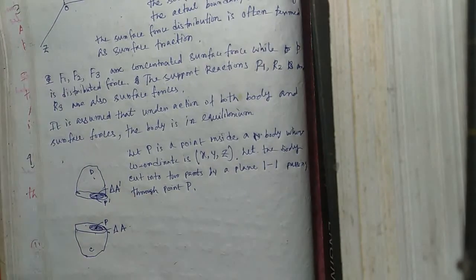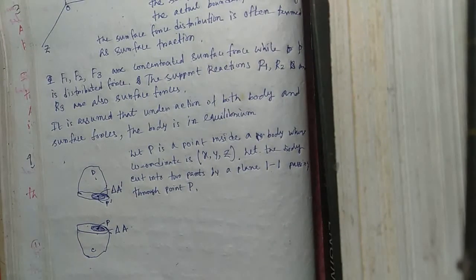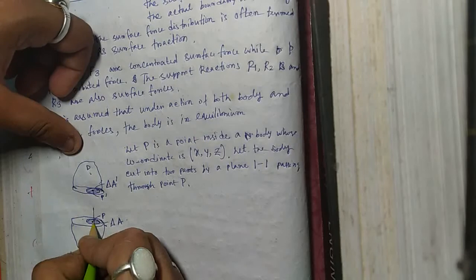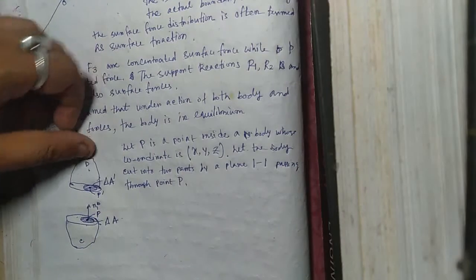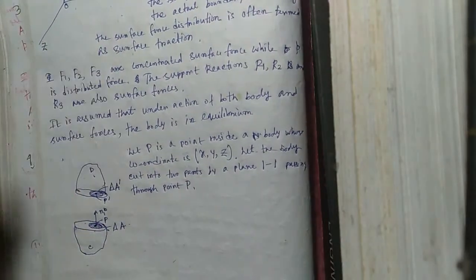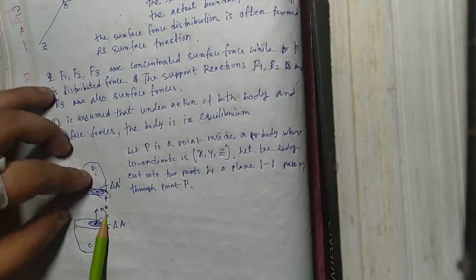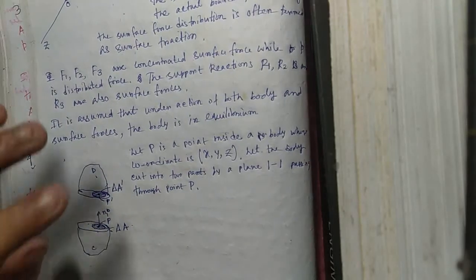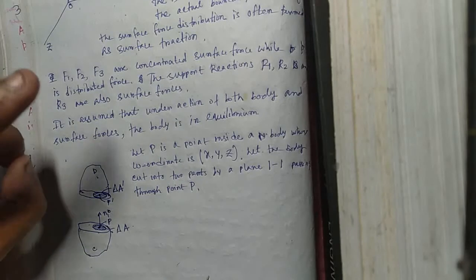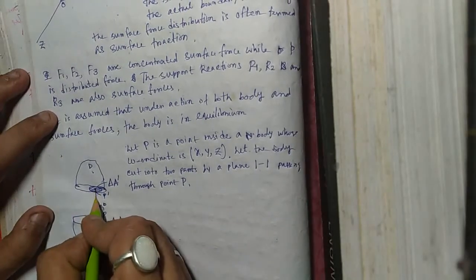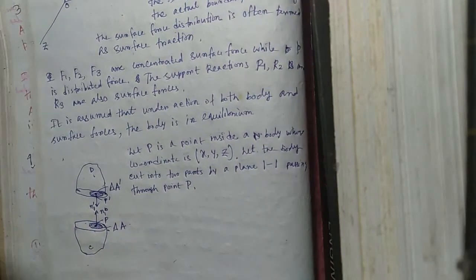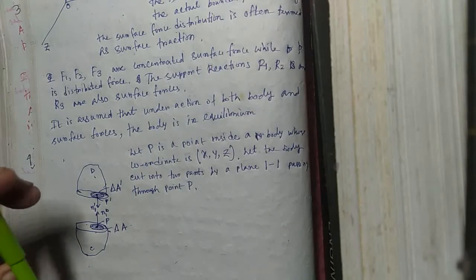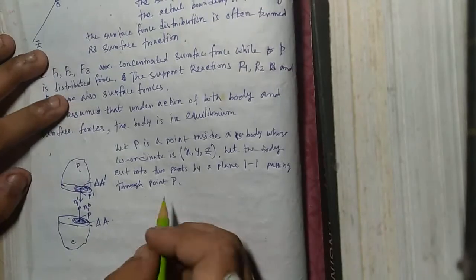These two areas are distinguished by their outward drawn normals N1 and N1 dash. N1 is the outward drawn normal from area delta A, and N1 dash is the outward drawn normal from the area delta A dash.